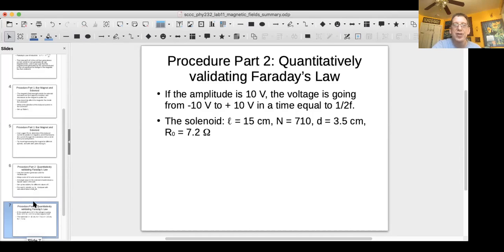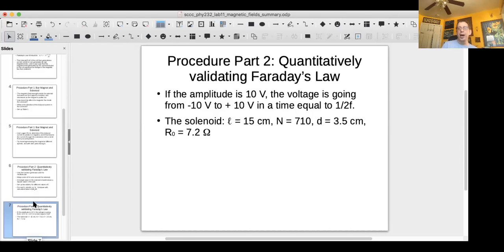And so the voltage is going from -10 to +10. So the amplitude is 10 volts. And so the voltage is going from -10 volts to +10 volts in a time that's equal to 1/2f. So it's going to be increasing for half the period and decreasing for half the period. So it's going to go from -10 to +10 over half the period, and then from +10 to -10 in the other half of the period.